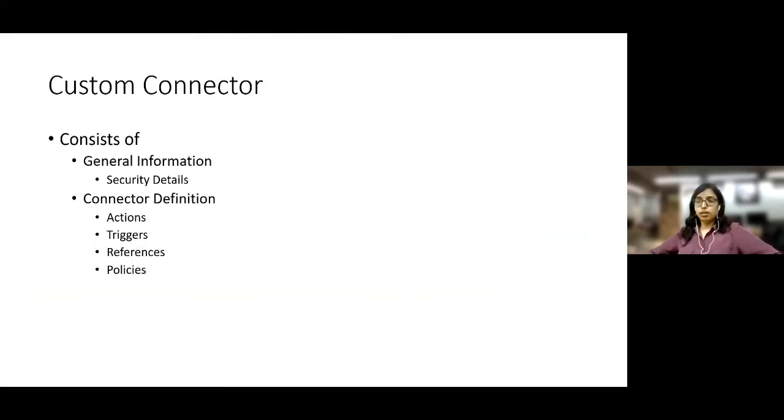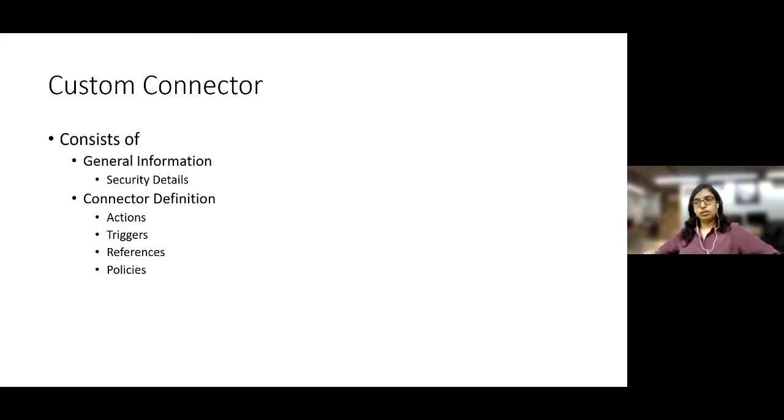All right, so what does a custom connector consist of? It consists of some general information like the name of the connector, the description, the icon of the connector, and also the security details, whether the connector implements OAuth2, API key, or basic authentication security. So you specify those security details while you configure the connector.